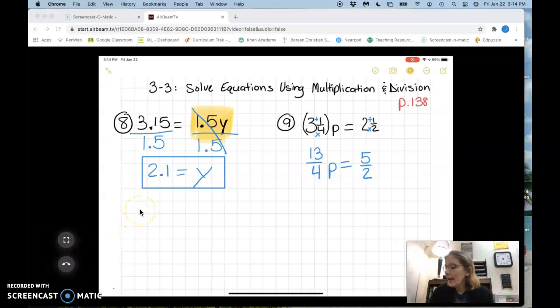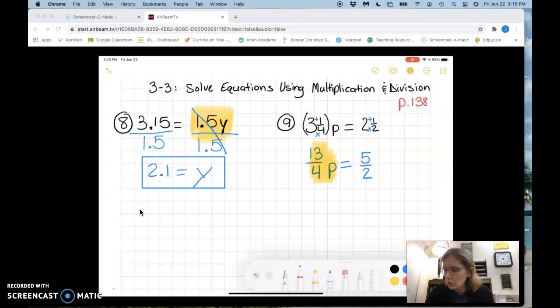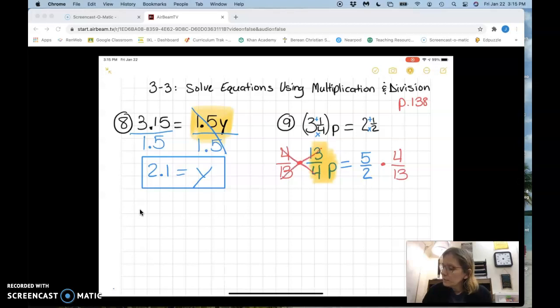Now I can look at what's happening with the variable and do the opposite. Two things written next to each other means multiply, so I am going to divide. Remember, when we divide by a fraction, we keep, change, flip. So I'm changing the sign to multiply. I'm flipping the fraction I'm dividing by, because I'm dividing by whatever's next to the variable. What I do to one side, I have to do to the other. And those are going to cancel out. I'm just left with p, which is what I wanted.